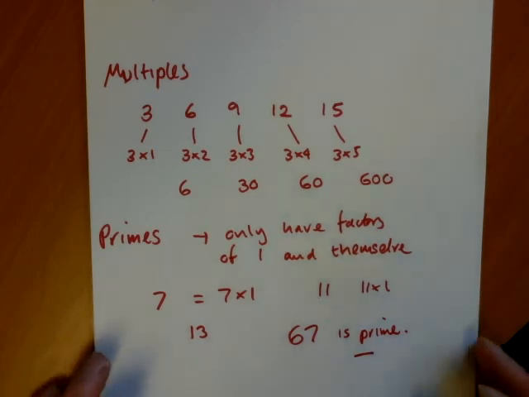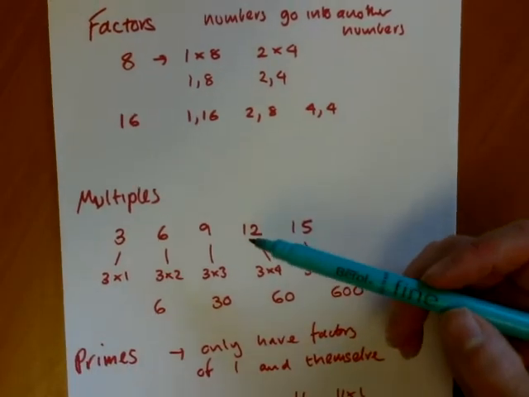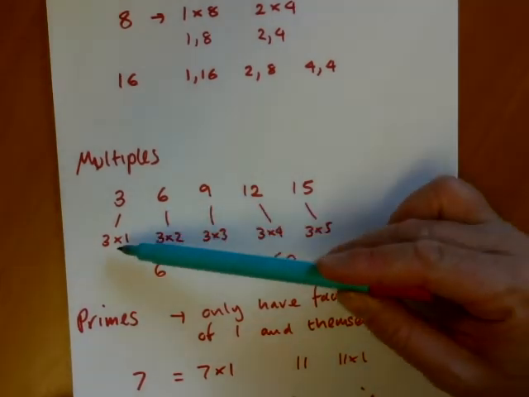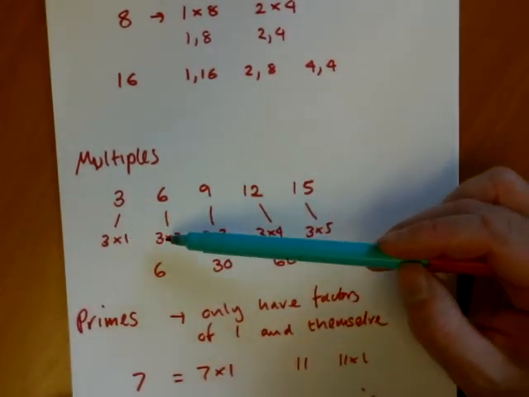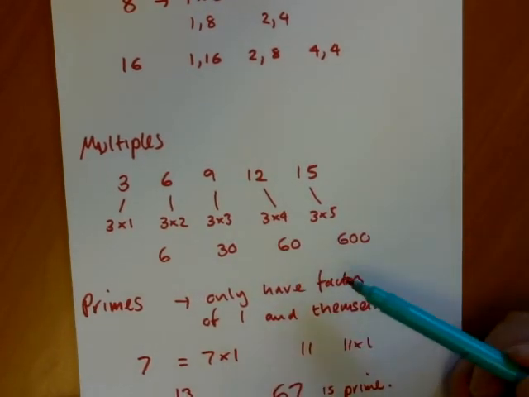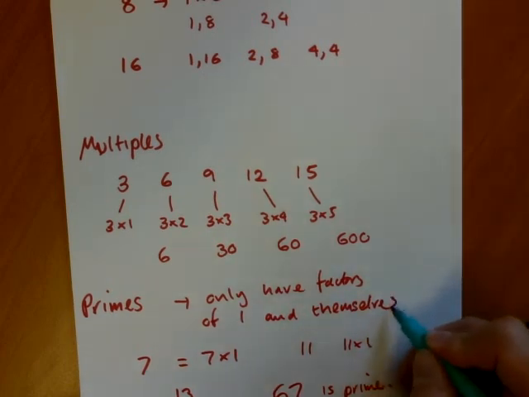So, a recap. Factors are numbers that go into other numbers. Multiples are numbers that multiply your base number. So multiples of 3: 3 2s, 3 3s, 3 4s, and so on. And prime numbers only have factors of 1 and themselves.